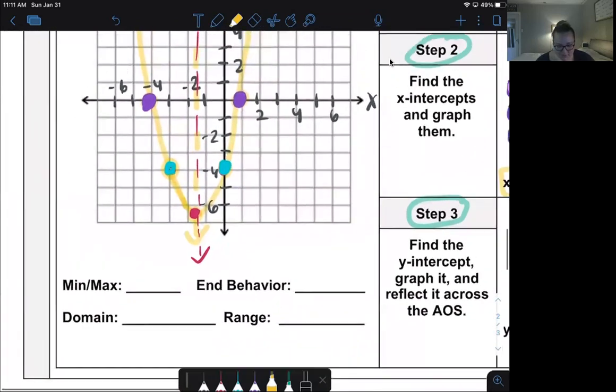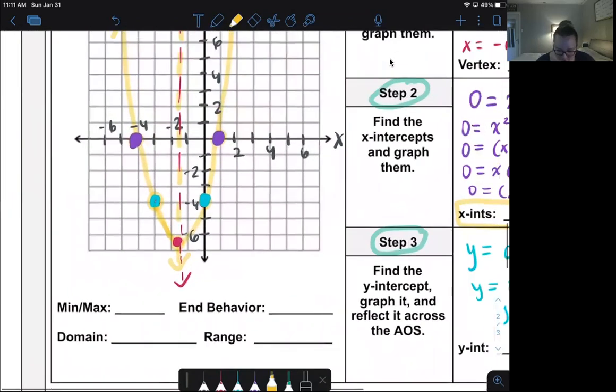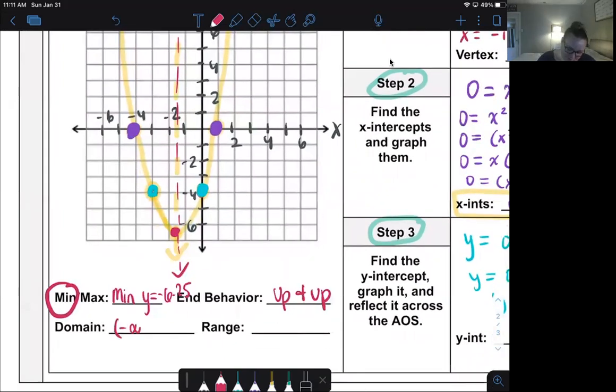All right, let's describe this. Because it's an upward-facing parabola, I have a minimum, and that minimum is y equal to negative 6.25. My end behavior is up and up. Our domain is all real numbers because the graph extends to the far left and the far right forever. Our range: the least value is negative 6.25, and then it extends upward forever to infinity.